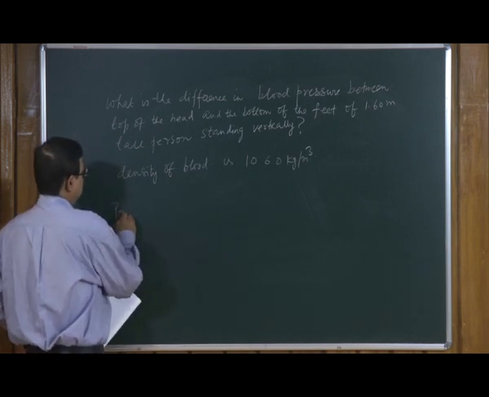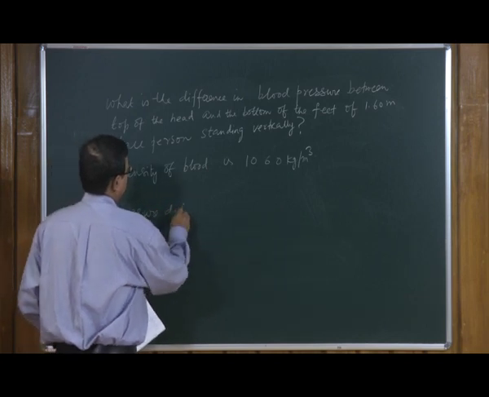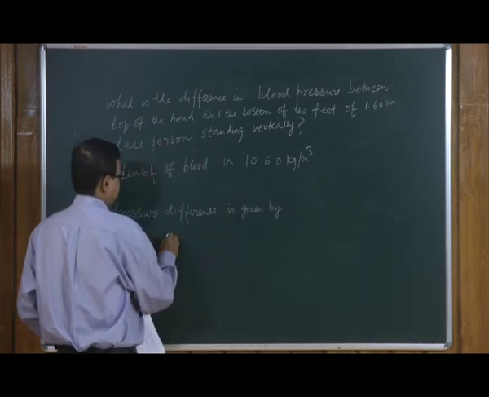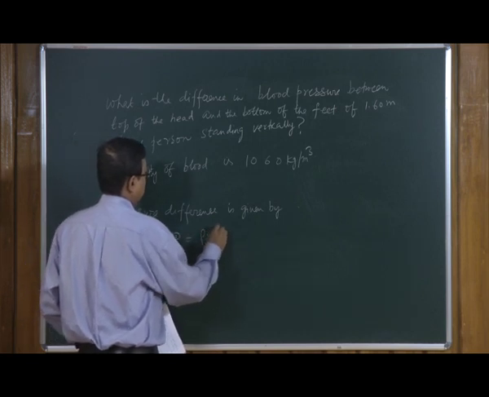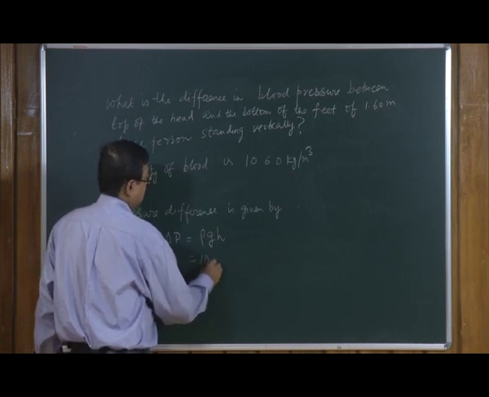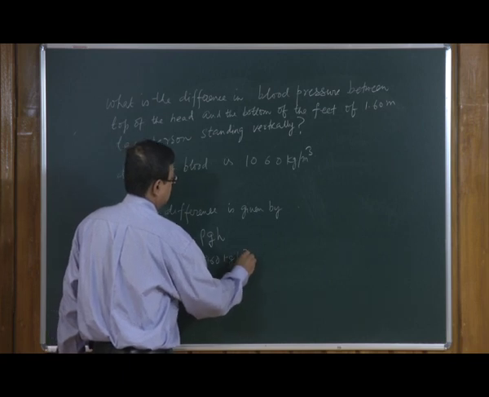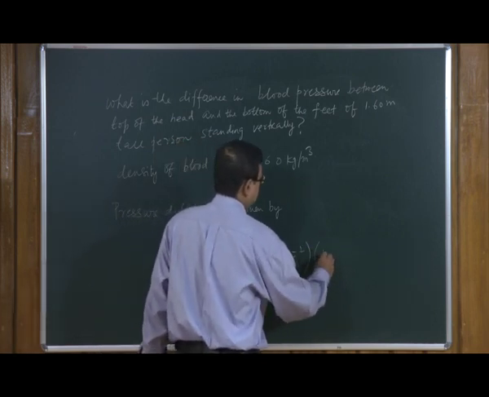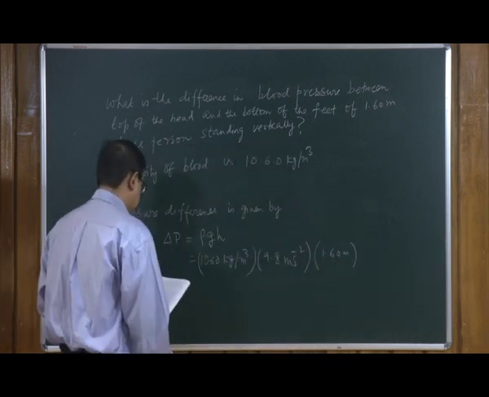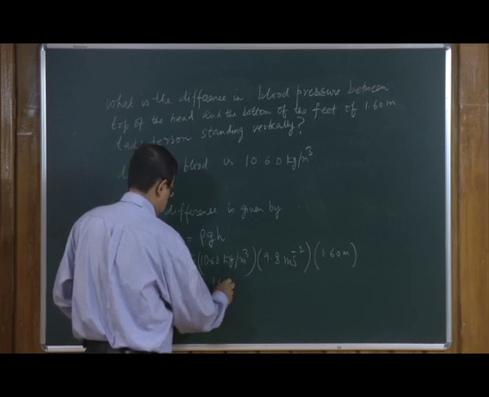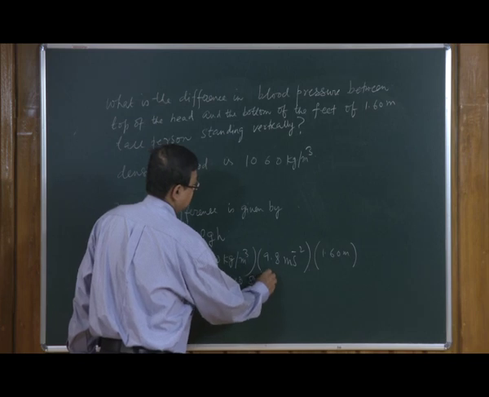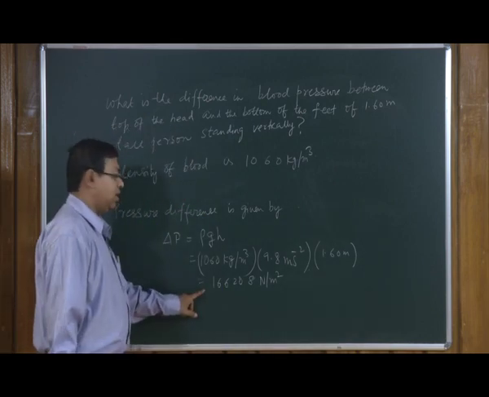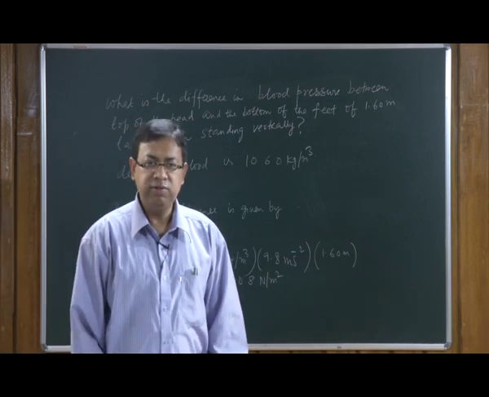So, again, the pressure difference is given by delta P equals rho g h. Rho for blood is given as 1060 kg per meter cube, with g to be 9.8 meters per second square, multiplied by 1.60 meter, and this comes out as 16620.8 newton per meter square. So this is the blood pressure difference between the top of his head and the bottom of his feet.